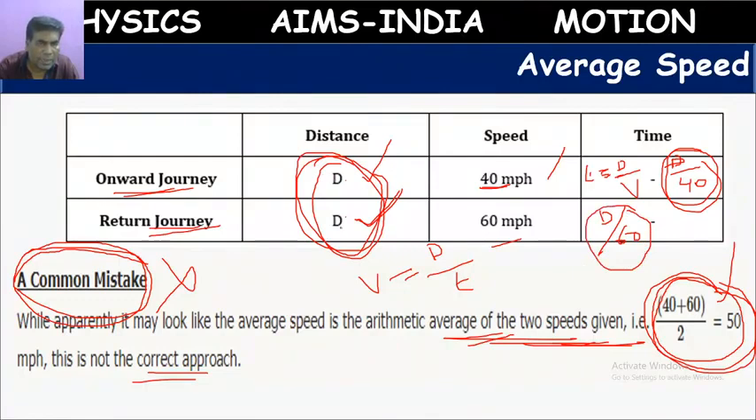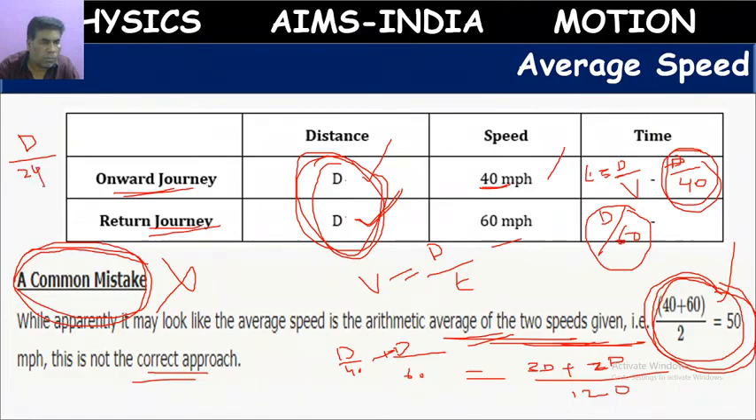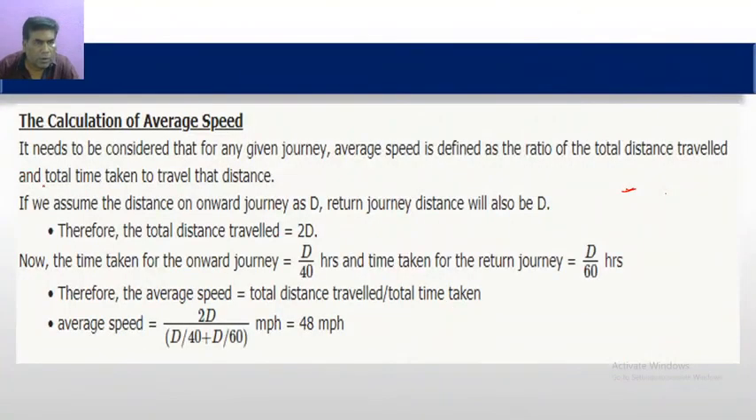So total distance is d plus d, 2d. Total time is d by 40 plus d by 60. If we add them, what will we get? For 40 and 60, the LCM is 120. 40 threes are 120, 3 into d, 3d. 60 twos are 120, 2 into d, 2d. 3d plus 2d, 5d by 120. After cancellation, total time is d by 24.